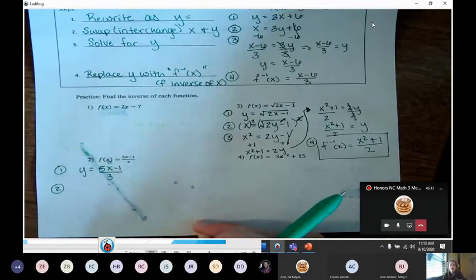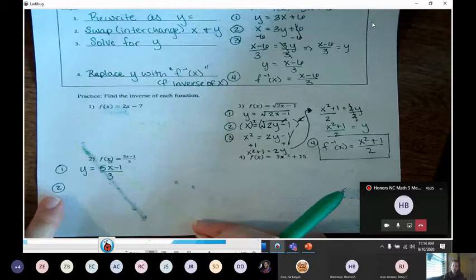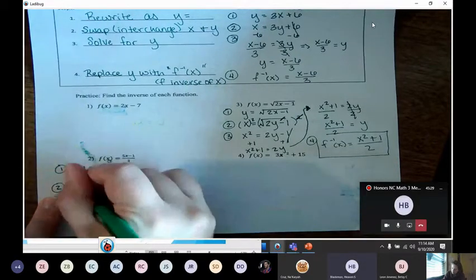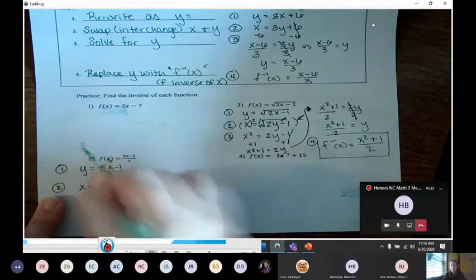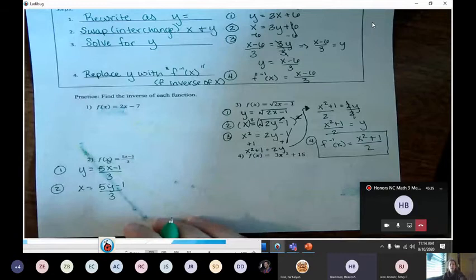Let's see. Heaven, are you there? Yes. So what am I going to write for step 2 when I'm swapping x and y? I'm going to do x equals 5y minus 1 divided by 3. Very good. Thank you.